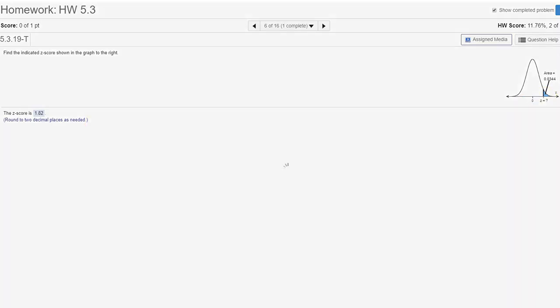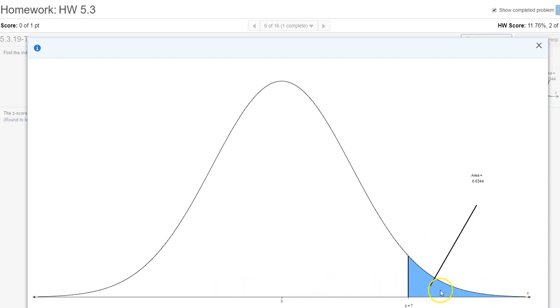All right, moving on to problem number 6. In this problem, I'm going to go ahead and expand this. The area is to the left. They gave me the value of the area. The area value is 0.0344, and they asked me to find the particular z-score that is corresponding to this area. Just by looking at it, I know that the z-score is on the right hand side, so my z-score is going to be positive.